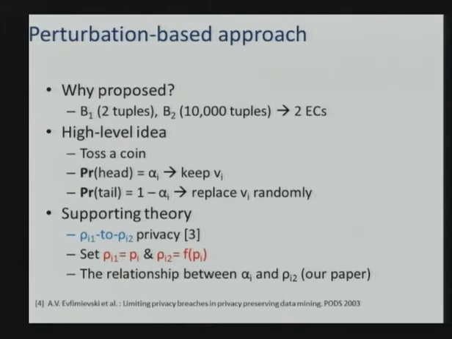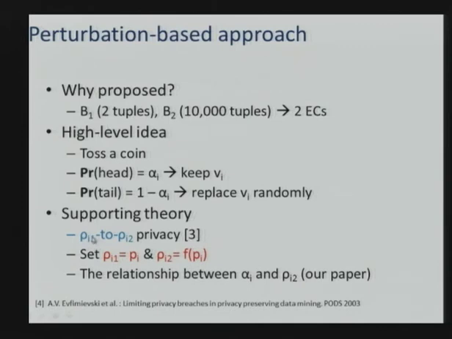Such a high-level idea needs to be supported by some theory to make sure that beta likeness is satisfied. Here we adopt rho 1 to rho 2 privacy. It is a privacy metric proposed by, I don't know how to spell this last name, and the work appeared in 2003.